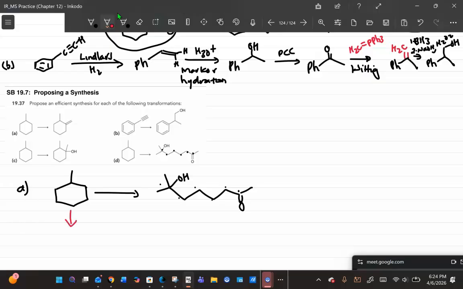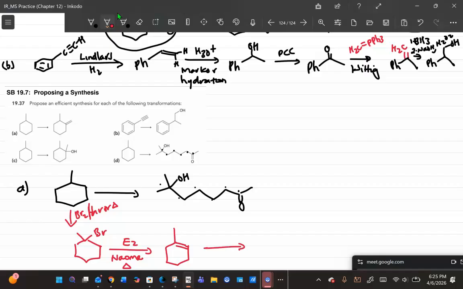So as always, alkanes are not reactive. We know where we should start: the bromination. HBr or heat. And usually when this happens, we most likely go E2, and with my E2, I want it to go Zaitsev. So I can do ozonolysis as I taught before. That's what you meant by ring opening.